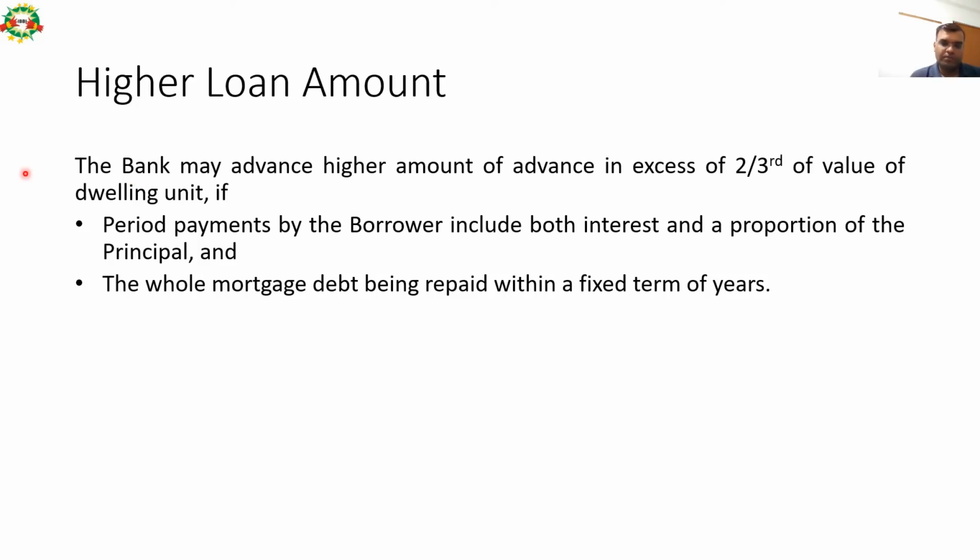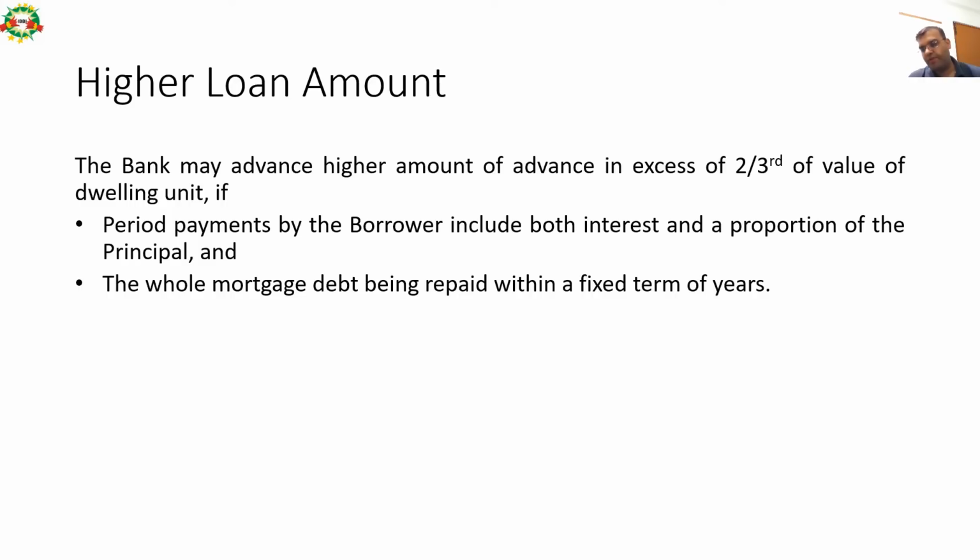Higher loan amount. The bank may advance a higher amount, in excess of 2/3 of the value of the dwelling unit, if the period of payment by the borrower includes both interest and a proportion of principal, like an EMI. If the loan is proposed to be paid in EMI, that is why some banks give LTV up to 90%. In fact, RBI also allows LTV up to 90% where the loan amount is up to 30 lakh rupees, with the whole mortgage debt being repaid within a fixed term of years.